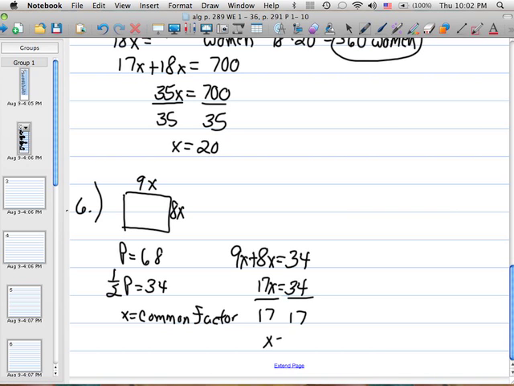And the common factor is 2. So the length is 9 times 2, which is 18. And the width is 8 times 2, which is 16.